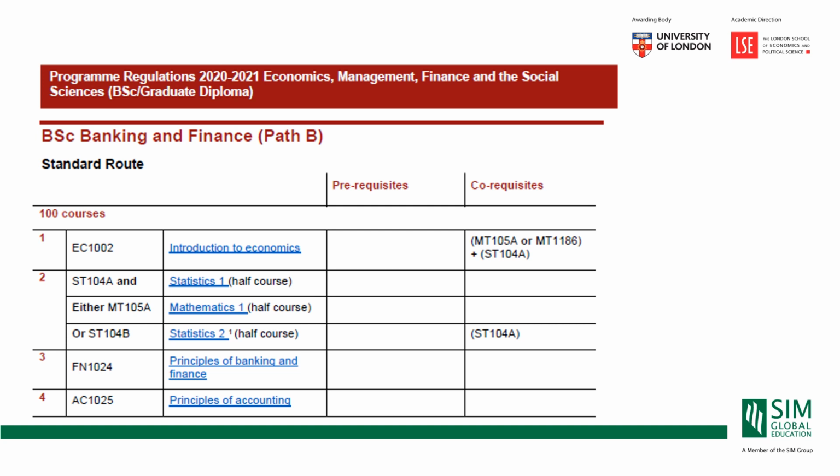And the third course required is FN1024, Principles of Banking and Finance. And the fourth course is AC1025, Principle of Accounting. So both course 3 and course 4 are compulsory full-unit courses. Okay, unlike course 2, where you have a combination of 2 half-unit courses into one.